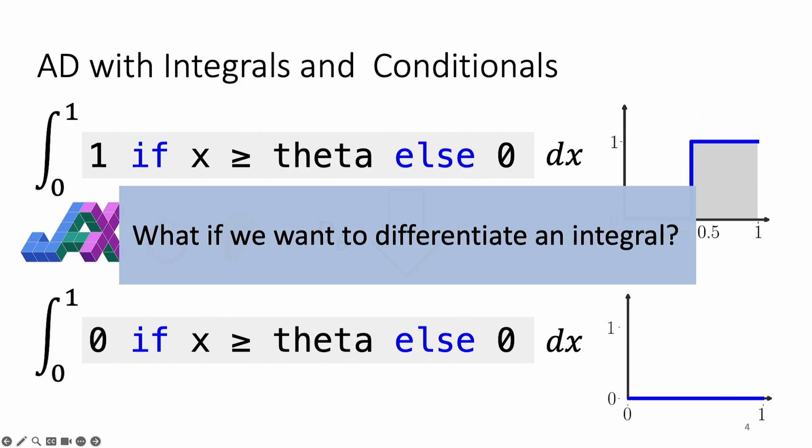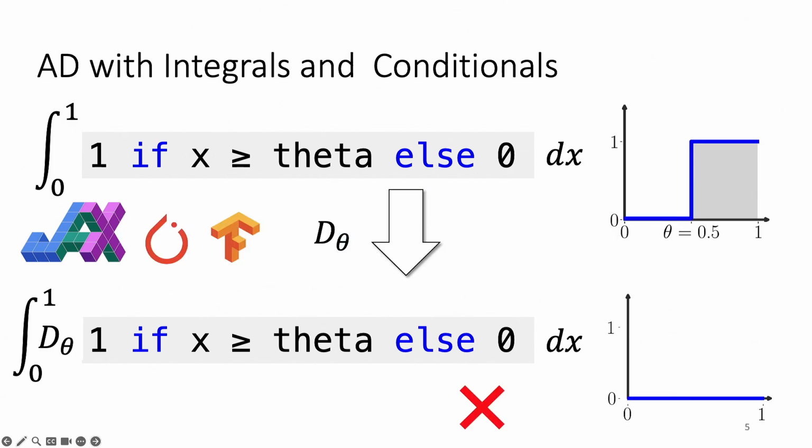So what if we want to differentiate an integral, right? So the integral is in the specification for the problem, and it computes the area under a curve, right? So this region from 0.5 to 1 is what we're computing. And the derivative of that intuitively should be negative. And the reason is if we move theta, we'll have a little bit less area, right?